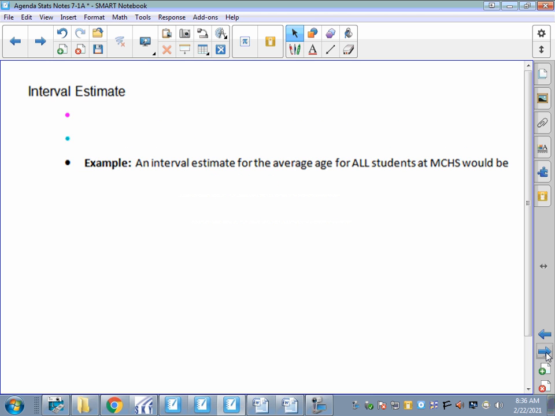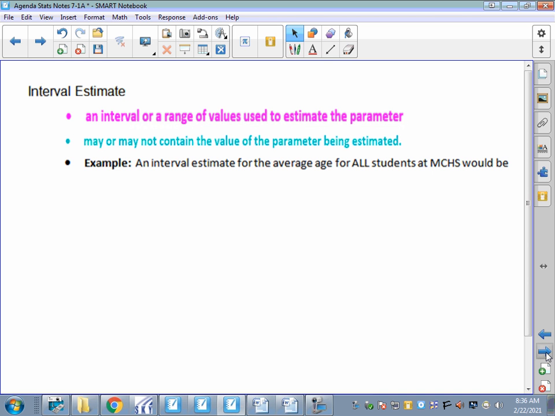All right. So an interval estimate. This is where we're starting to get down to what this looks like. So it's an interval or a range of values used to estimate the parameter. Remember the title of the section said we know our population standard deviation. We don't necessarily know what the mu is. So this is an interval or a range of values used to estimate. It may or may not contain the value of the parameter being estimated.